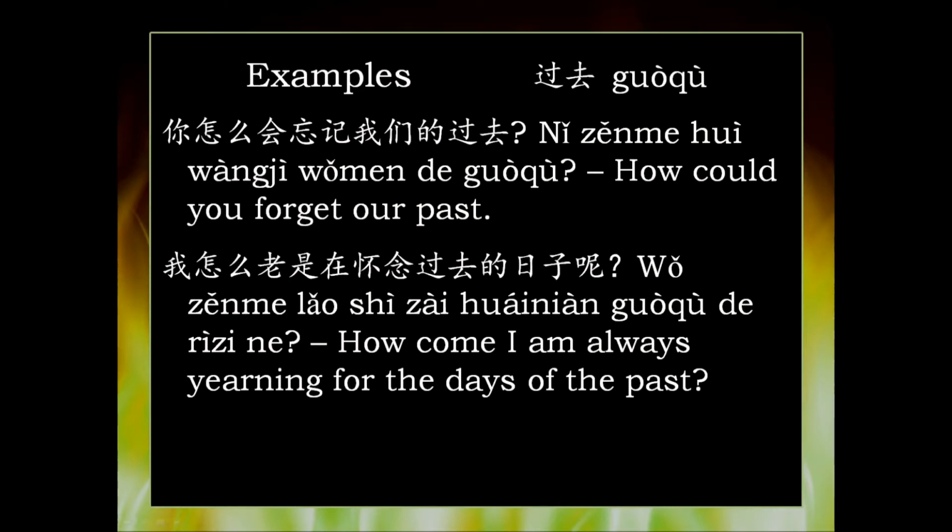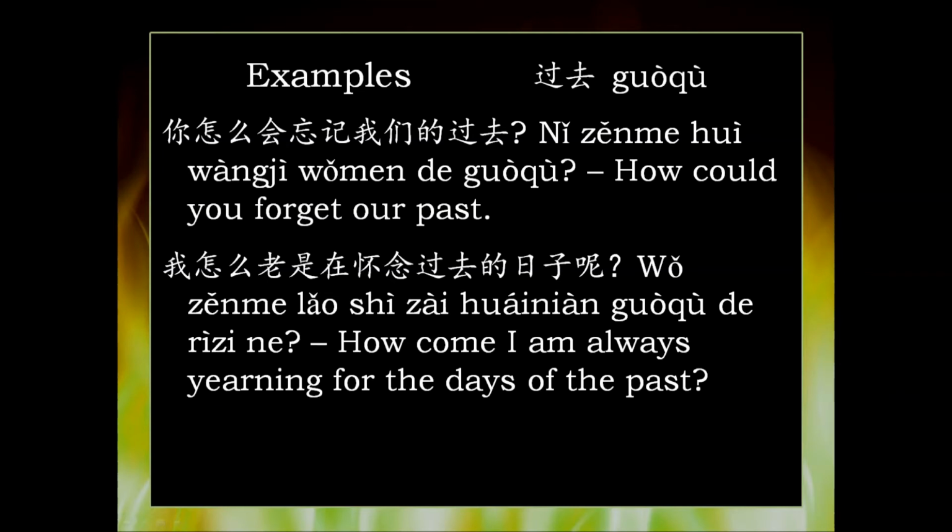The first one is 你怎么会忘记我们的过去? Again, you can imagine some kind of scenario with lovers. Many examples are good for those. 你怎么会忘记我们的过去? So 忘记 means to forget. 你怎么会忘记我们的过去? How could you forget our past?